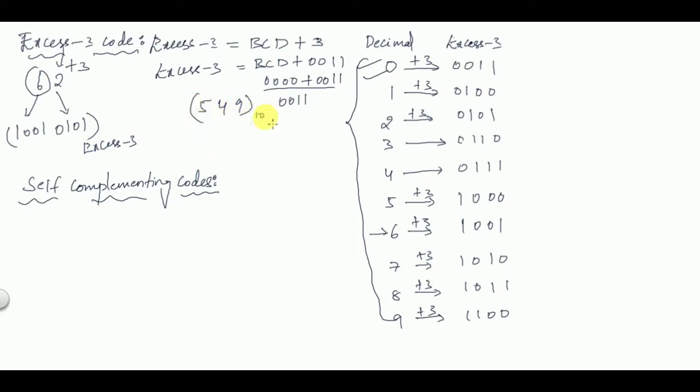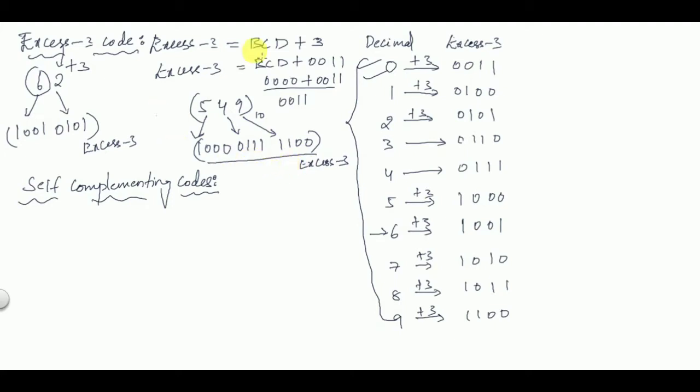Suppose you have 549 base 10, that is the decimal number 549, and you are asked to find the XS3 code. The XS3 code of 5 is 1000. The XS3 code of 4 is 0111, and the XS3 code of 9 is 1100. That's all, this will be the XS3 code. You can extend it to any number. If you are given a decimal number and asked to find the XS3 code, you can solve it like this.